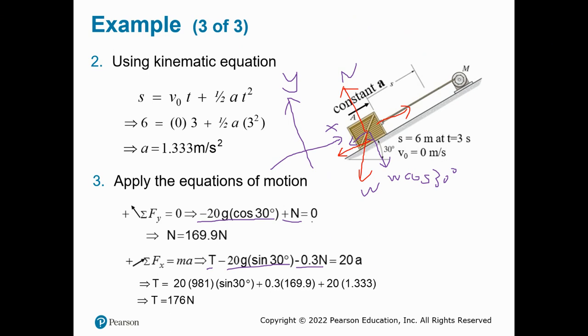On the vertical direction, your right hand side will be zero because there's no movement along the y direction. All of our movement is along the x direction, which is along the inclined plane. So for your x equation, your right hand side is going to be ma, which is 20 times a. So putting these two equations together, I have two equations and two unknowns. From the first y equation, I solve for the value of the normal force, and from the second equation, I solve for the tension T. Okay, and that's all I want to show you on this example.